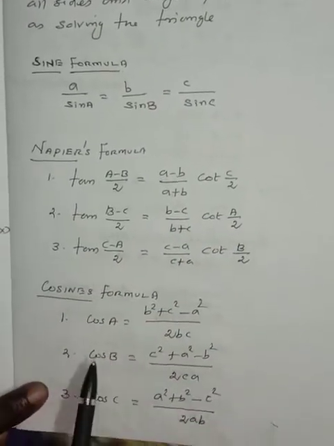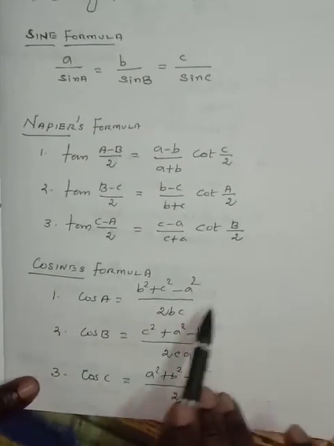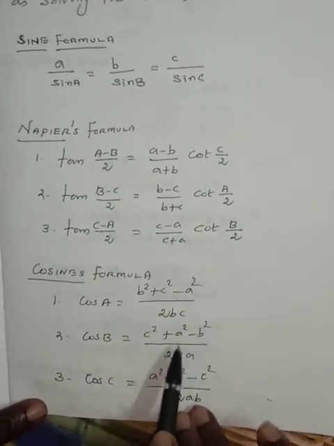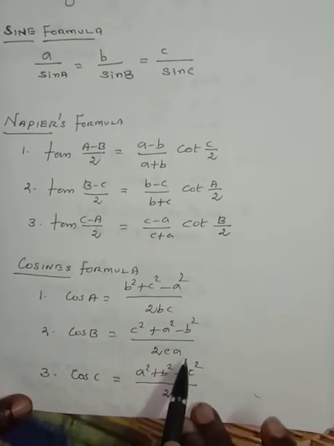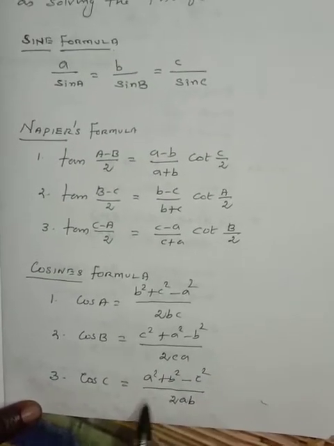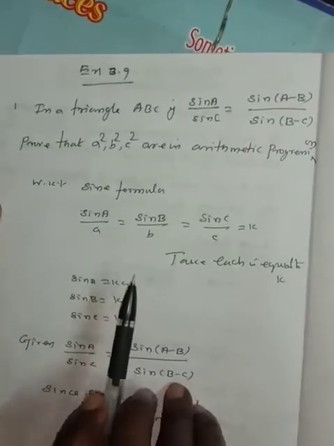Cosine formula 1: cos A is equal to (b square plus c square minus a square) divided by 2bc. Cos B is equal to (c square plus a square minus b square) divided by 2ca. Cos C is equal to (a square plus b square minus c square) divided by 2ab. Okay, exercise number 3.9, sum number 1.